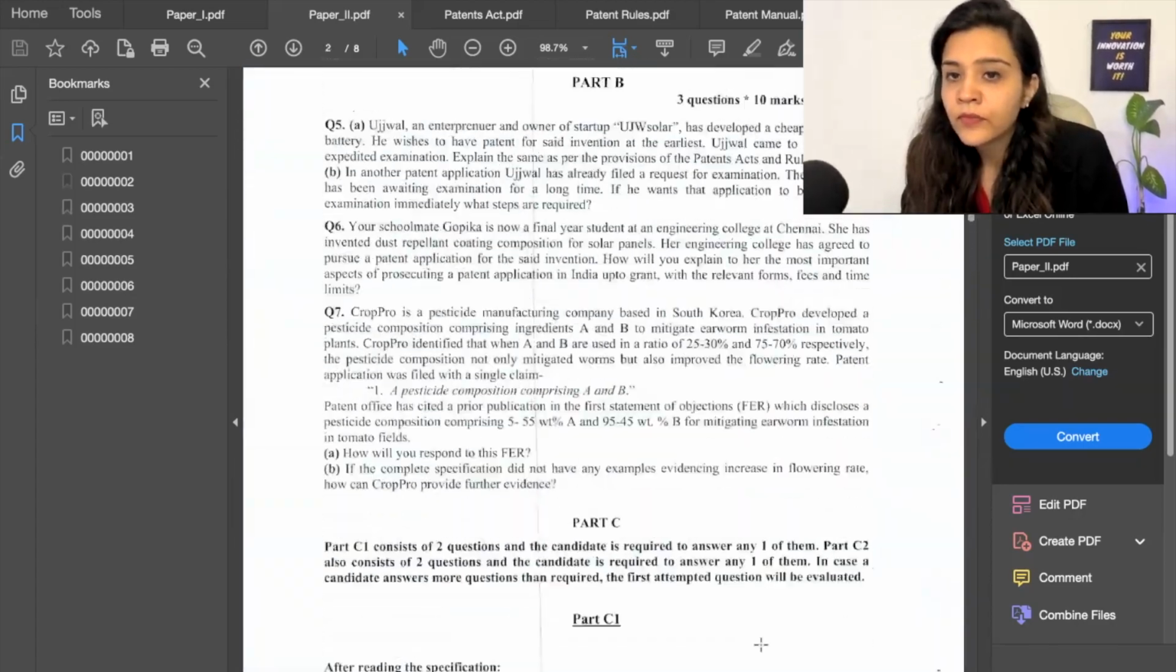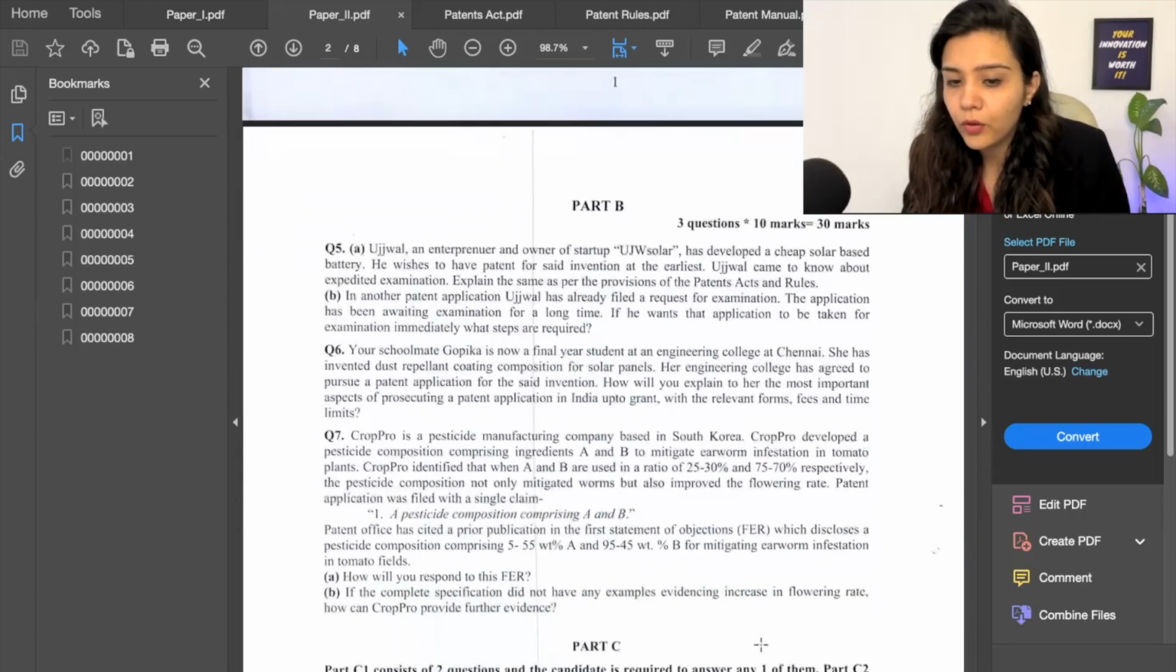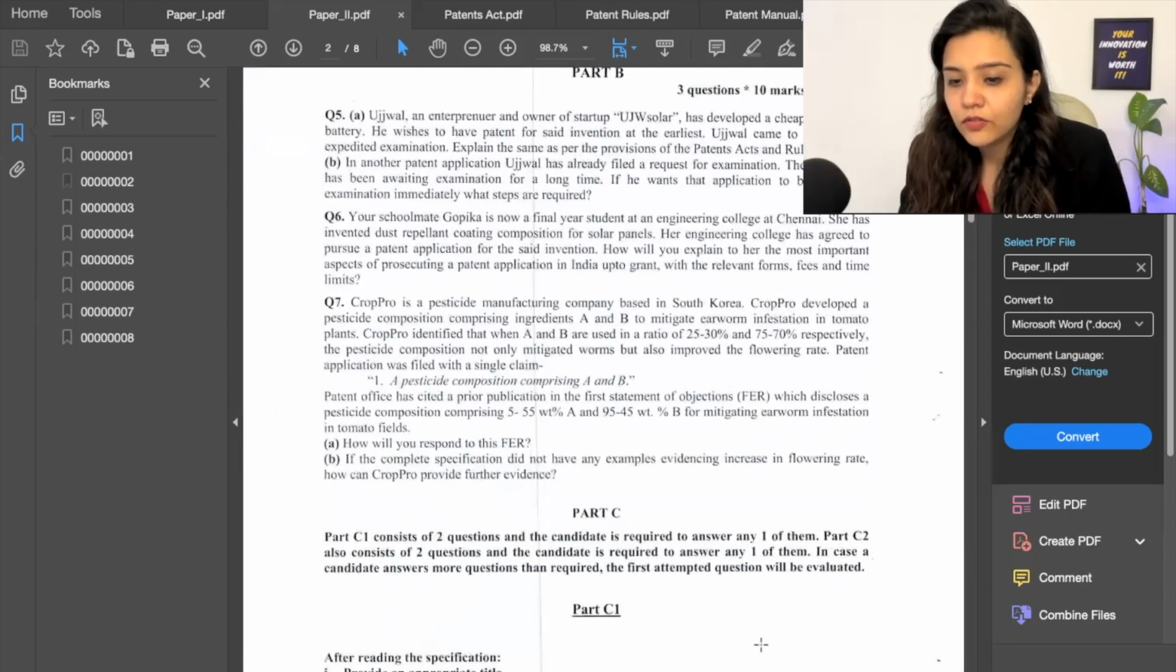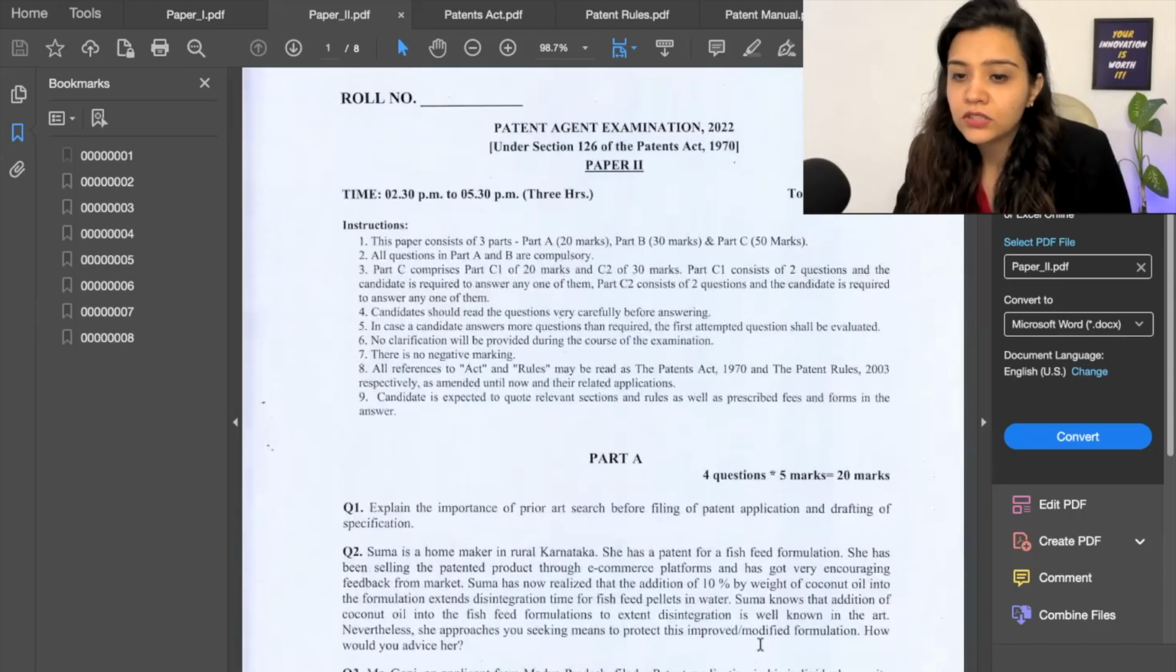Why? Because in the second paper, approximately 50% of the marks, which is 50 marks, is on drafting, and the rest of the 50 marks is on application of the Act. So at least 50 marks of drafting would come. So you should be very clear about how you are going to attempt that paper. I think most of the challenge comes in completing paper two, because in 3 hours you need to draft a complete specification, which is not very easy to do.